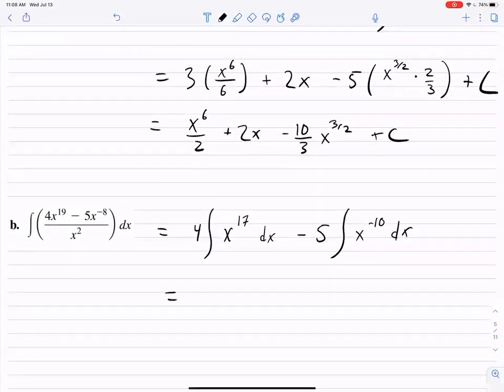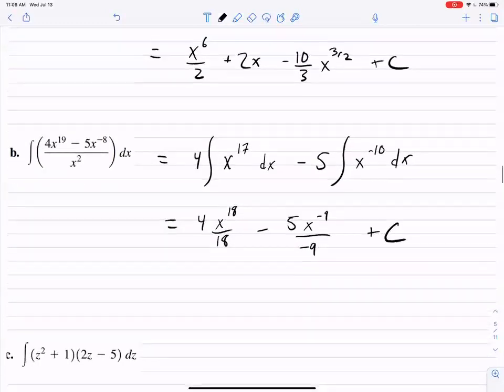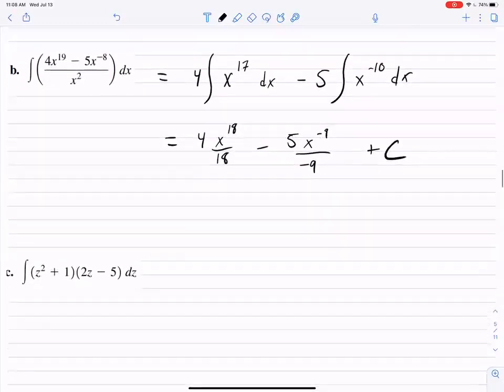And now I can use the power rule. So it's 4x to the 18th over 18 minus 5x to the, when we add 1, x to the -9 divided by -9, plus c. And that's a totally reasonable answer, so we'll just leave it like that.